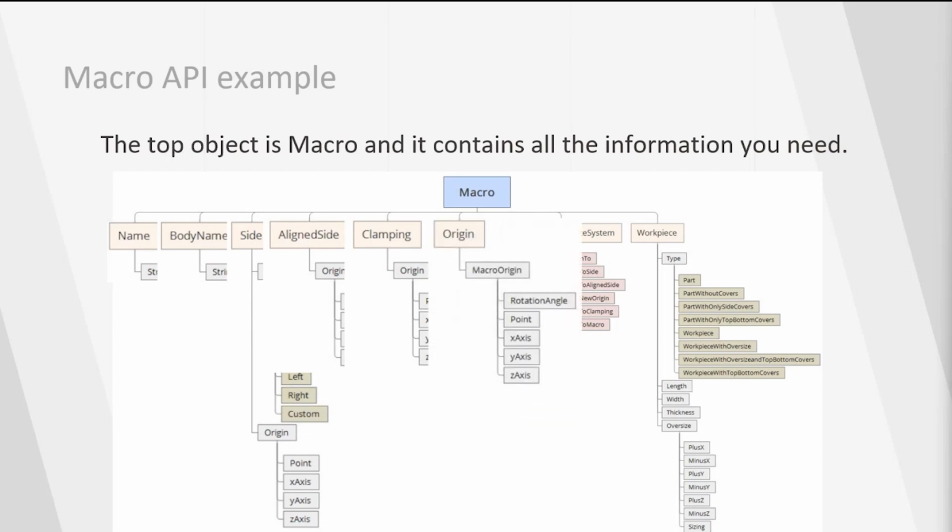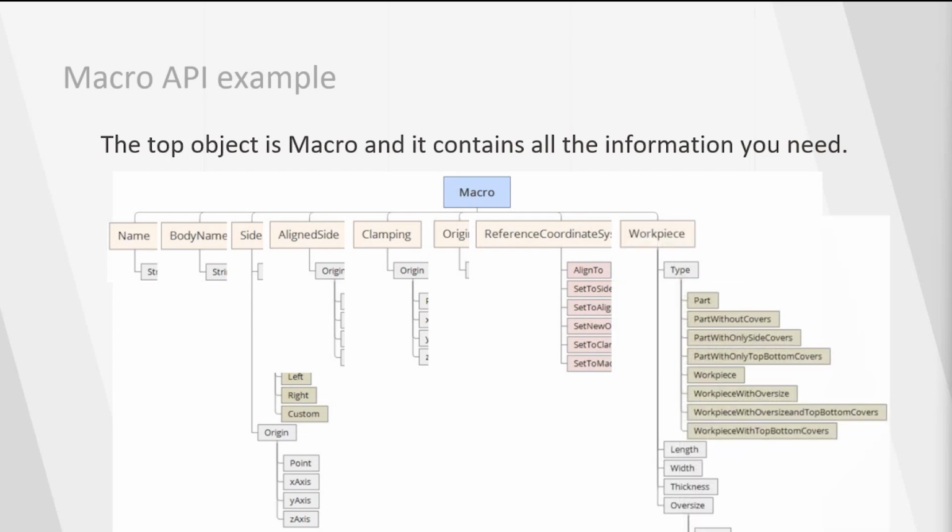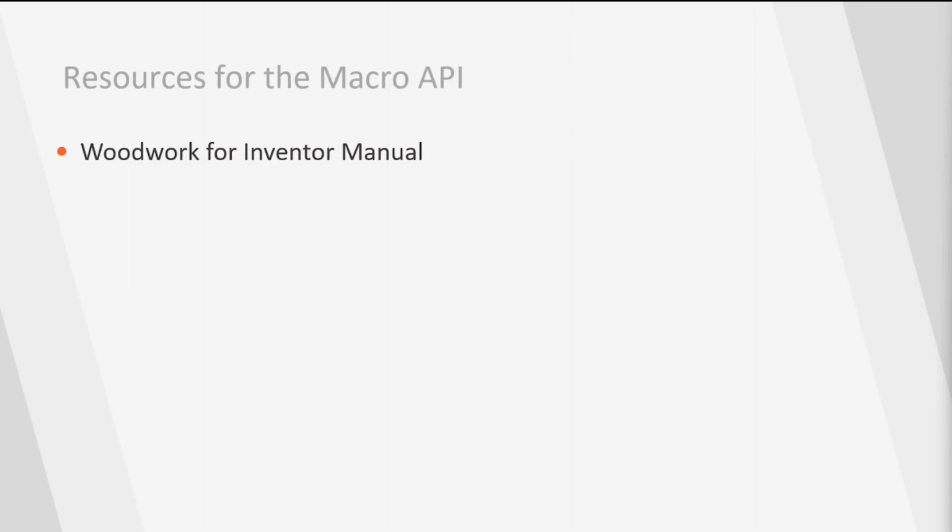The origin property gets the location where the macro was inserted. The reference coordinate system is used to transform points and vectors. The last property is the workpiece, which provides the data about the dimensions and oversizing of the workpiece.